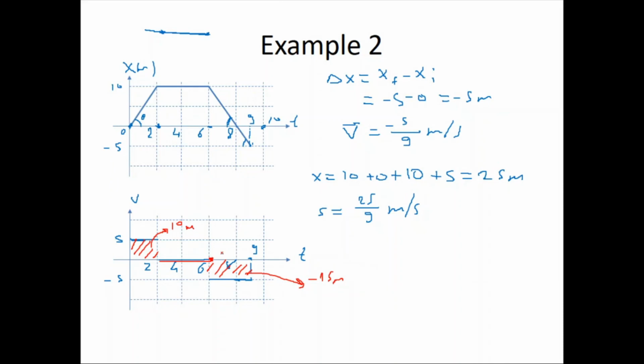So the total area under the graph is going to be equal to 10 minus 15, which is negative 5 meters. So the area here equals the displacement of the object. As I wrote it here, again it is 5 meters.